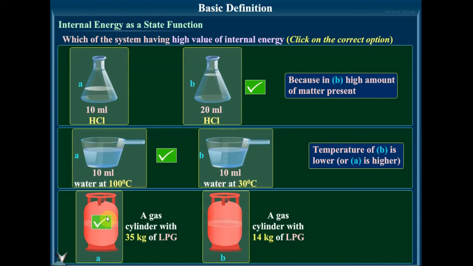A-D-I-A-B-A-T-I-C. Isobaric process: it is a process which is carried out at constant pressure. When pressure is kept constant, that process is called an isobaric process. And the last one, isochoric process, I-S-O-C-H-O-R-I-C. It is a process which is carried out at constant volume. That is called an isochoric process.